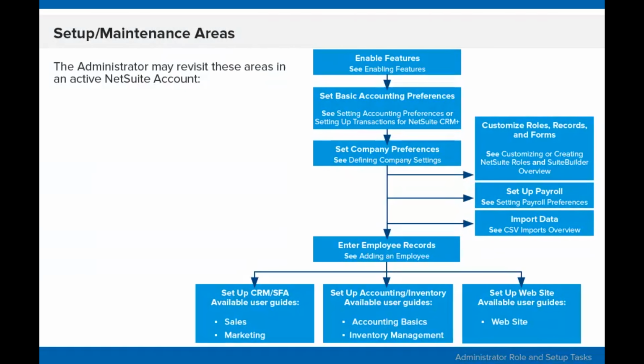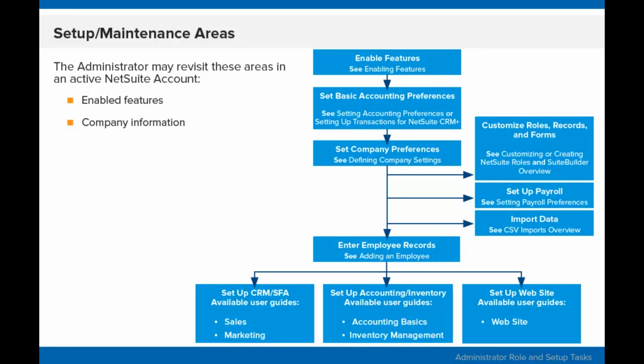Here are the setup and maintenance areas, accessed from the Setup Manager. As the administrator, you can revisit any of these areas in an active NetSuite account. Enabling features. The NetSuite account is provisioned, and during implementation, the initial configuration is done. Enabling features turns on switches to enable functionality in the account. Some have dependent preferences. For example, an accounting feature that requires the definition of a related accounting preference.